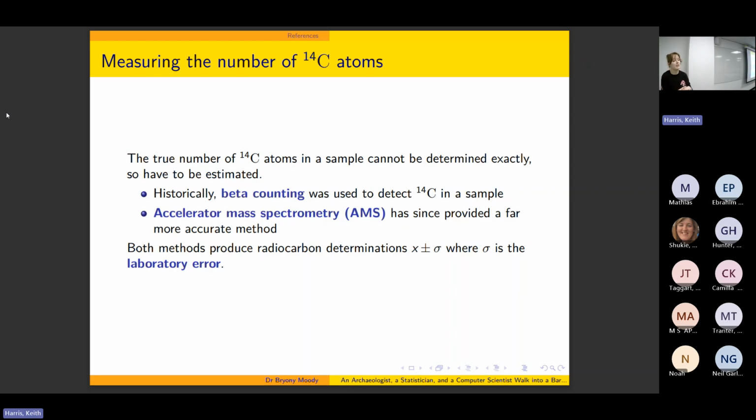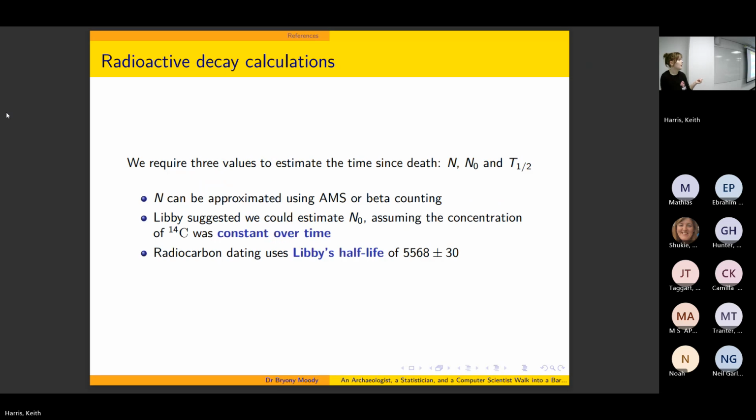And these measurements are given as x plus or minus sigma, where you've got some laboratory error. Those errors are much, much smaller now with AMS. But we also require this N0 measurement.